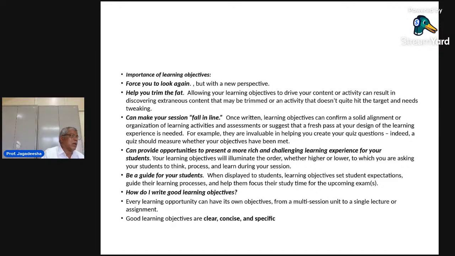Second important point, the objective should not be fatty. All unnecessary things should not be dumped in. It should be trimmed properly. It should be free from any kind of cholesterol. No fat can be added to it. And if it is slim, if it is very thin, I think it can be achievable. This is another important point.